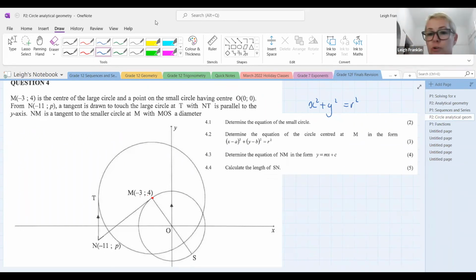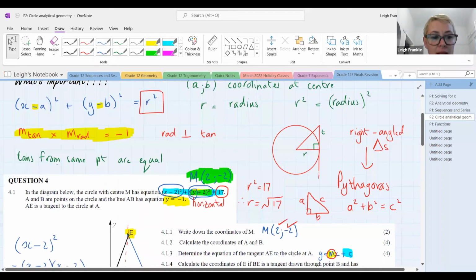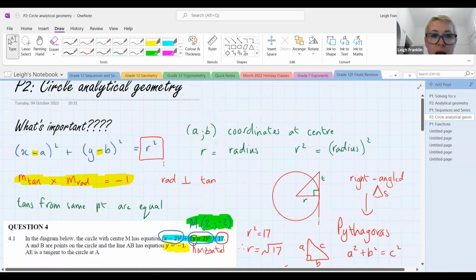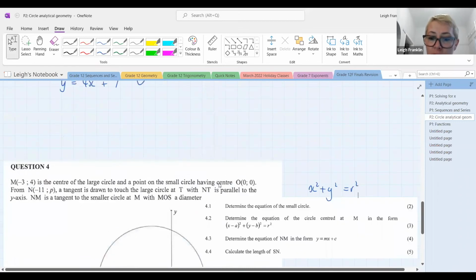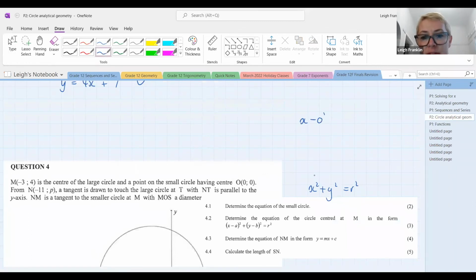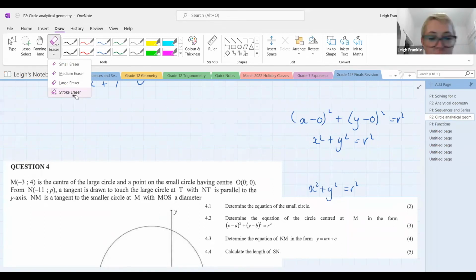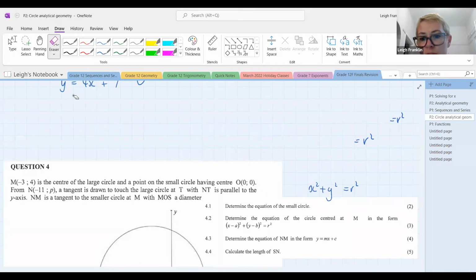So circles that are not centered at the origin take the form (x minus a) squared plus (y minus b) squared equals r squared. And circles that are centered at the origin take the form x squared plus y squared equals r squared, because the coordinates at the center are 0. So if we take (x minus 0) squared plus (y minus 0) squared equals r squared, we would get x squared plus y squared equals r squared. So equations that have their circle at the origin take the form x squared plus y squared equals r squared.